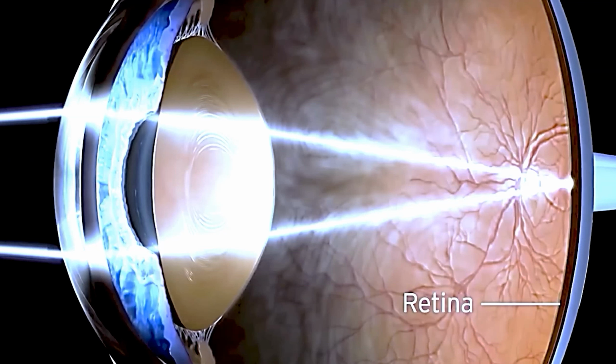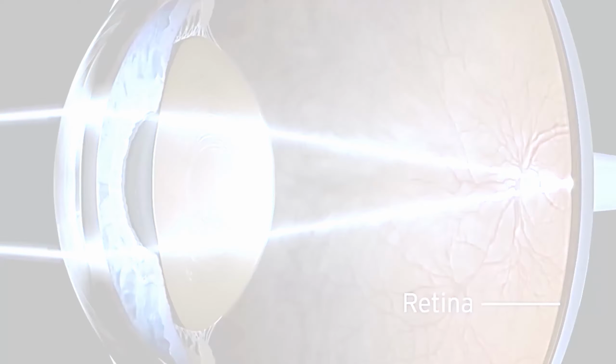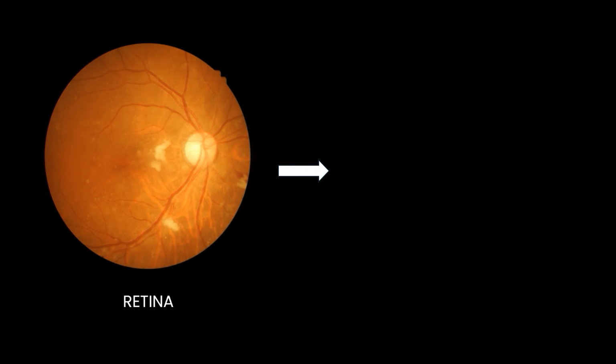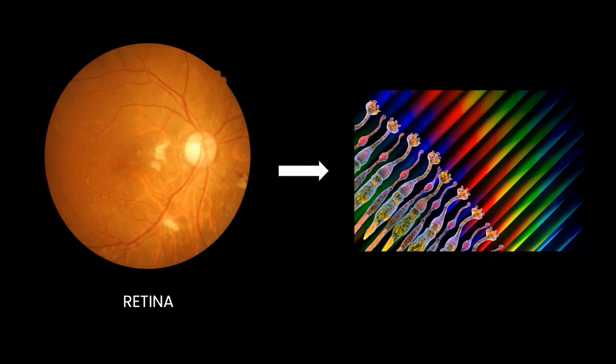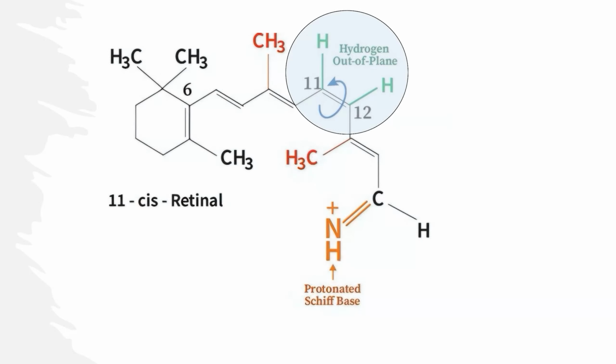When light reaches the retina, the back layer of your eye, it encounters special cells called photoreceptor cells. There are two types of cells, the cone cells and the rod cells. Cone cells allow us to see colors, while rod cells help us in low light. Now, without going too deep into the biology, here is the key thing. The cells contain a special organic molecule called retinal, which is a vitamin A derivative, as you can see here.